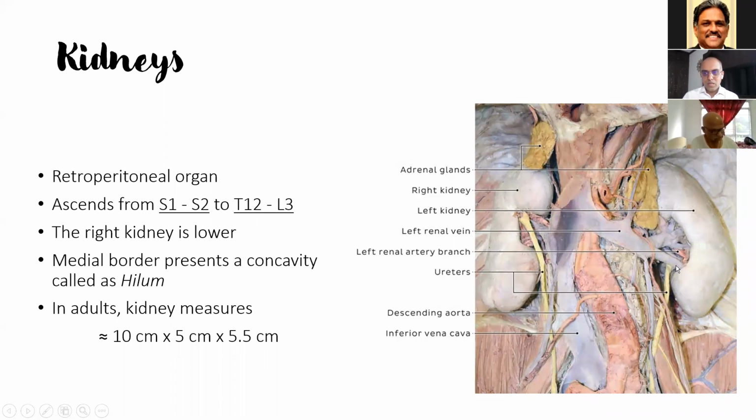This concavity is called the hilum, and the hilum houses the renal vein, the renal artery, and the renal pelvis retroperitoneally. So the anterior to posterior relationship is renal vein, renal artery, and then the renal pelvis. In adults, the kidney measures around 10 centimeters in length, 5 centimeters in breadth, and 5.5 centimeters in width.